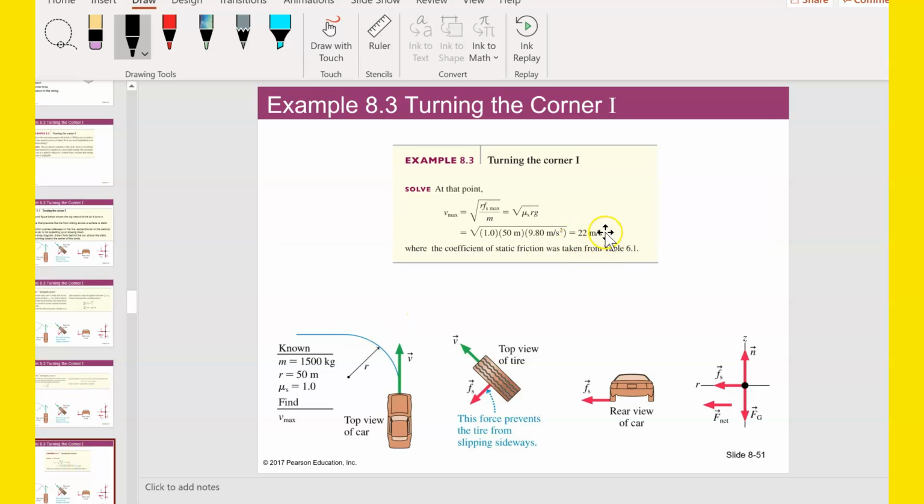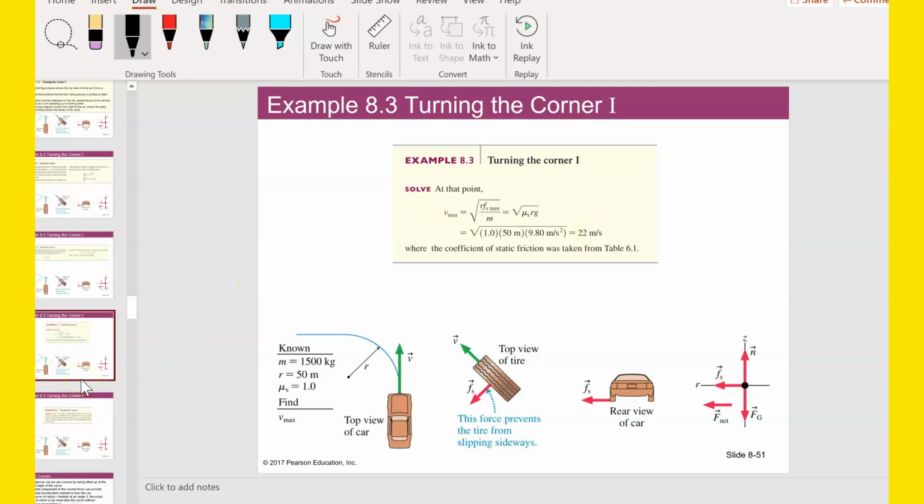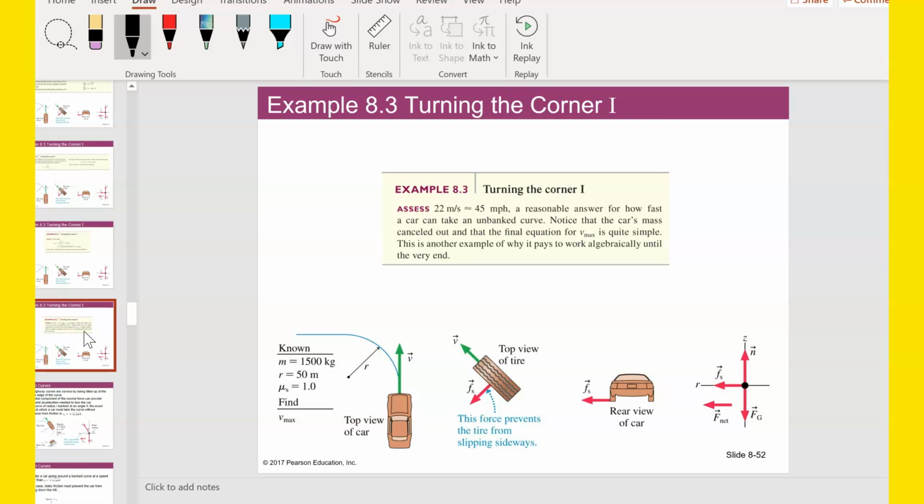And it got 22 meters per second. And that's what we got, so that's good. And it says 22 meters per second is about 45 miles per hour. So 45 miles per hour is the highest speed you could go around that particular 50-meter radius curve without sliding. And that's assuming there's no wetness on the road.